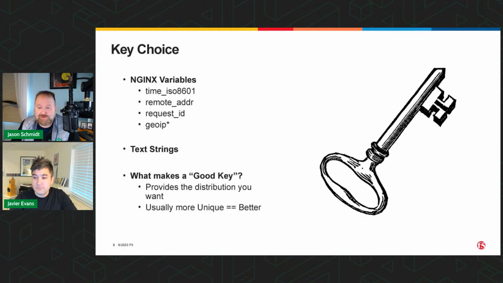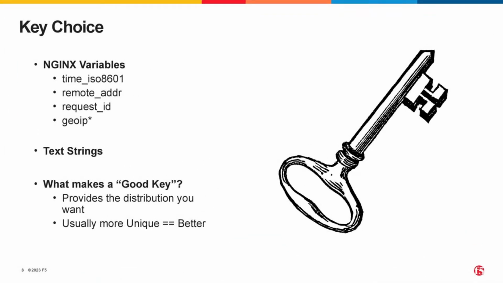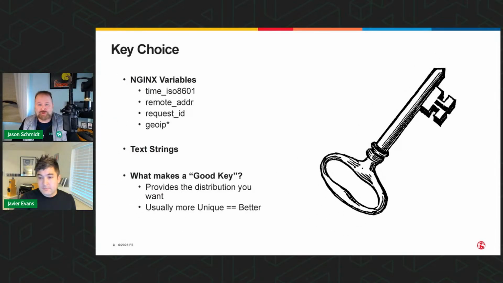One of the things you're going to hear Javier talking about in our demo is the key choice. For the key, we're going to use something like an NGINX variable. So we can use time, we can use the remote IP address, we can use request ID. You have the GeoIP module, so you can use variables from there, sorting based on city or by region or country. You can also add text strings in there along with your variables to make things more unique.